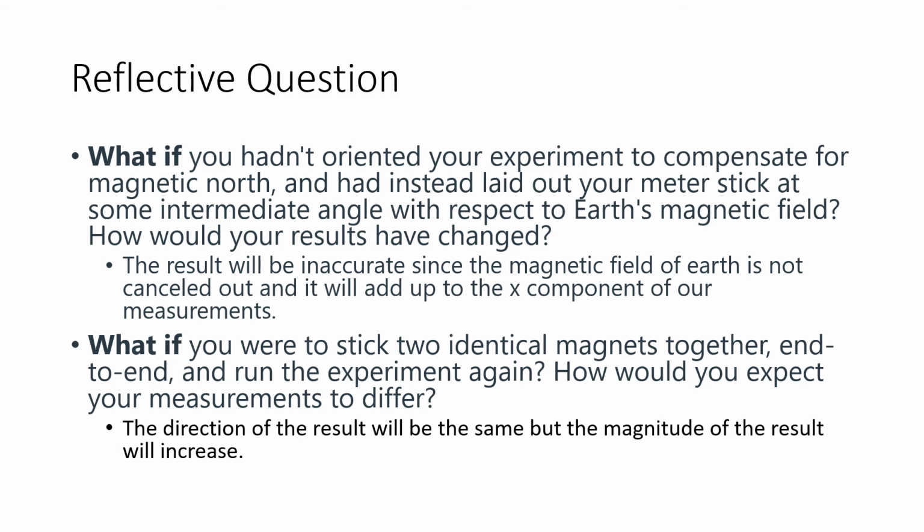So for the reflective question 1, I think the result will be inaccurate if we don't tilt the phone. Since the magnetic field of the Earth is not cancelled out, then it will add up to the x component of our measurement, which will make our measurements much more inaccurate, since we're measuring the magnetic field of our bar magnet, not the Earth's magnet.